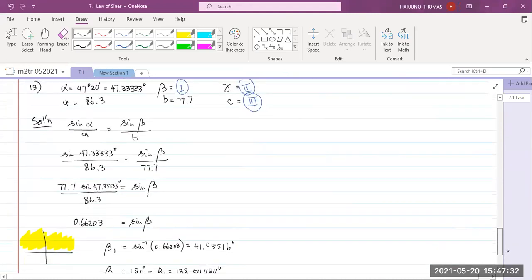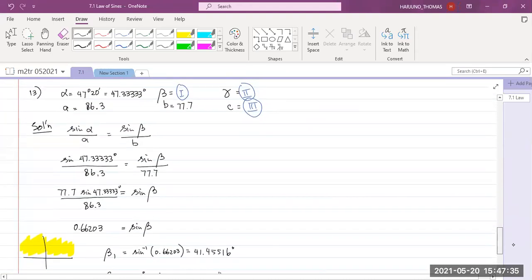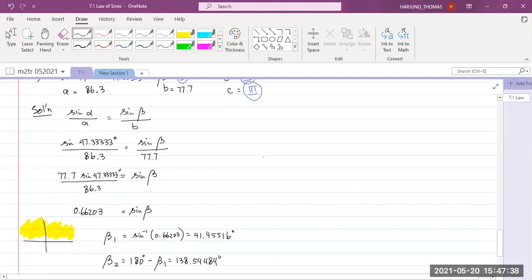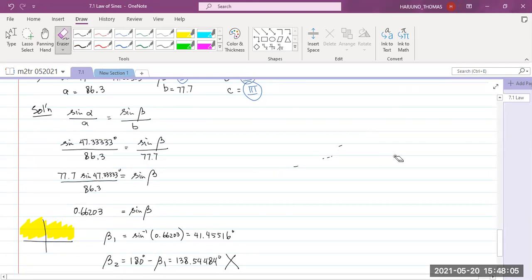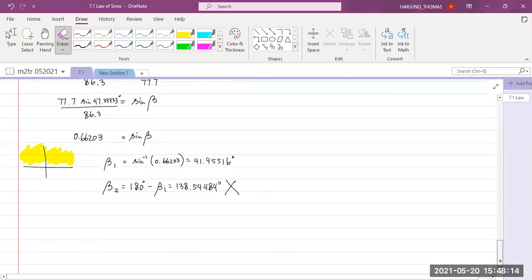Now, one of the angles is 47 something. 47 something plus 138 something is already 185 degrees something, right? More than 180. So I have to eliminate this one. Does it make sense? Why do I eliminate that? Because alpha plus beta 2 is already more than 180 degrees.